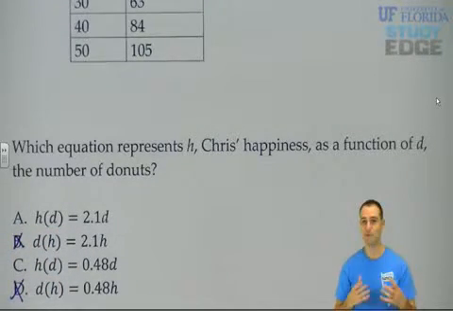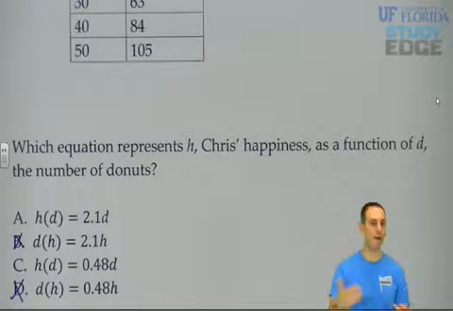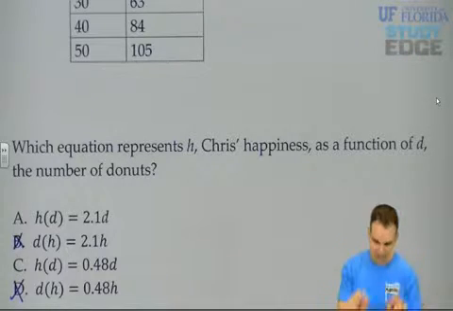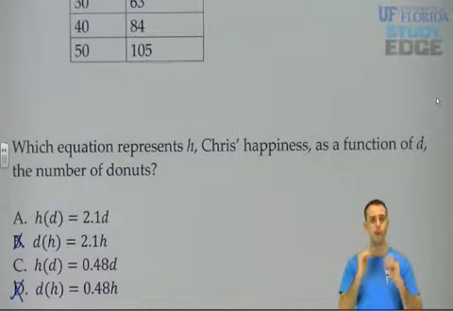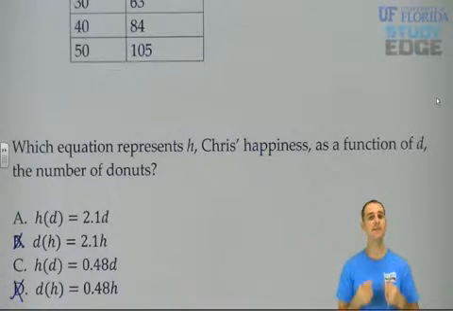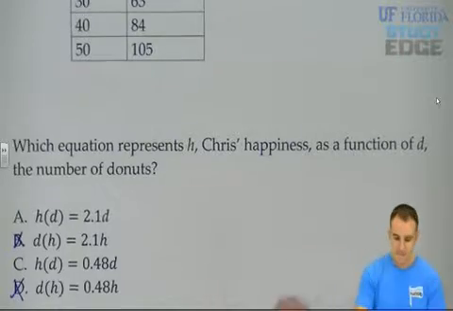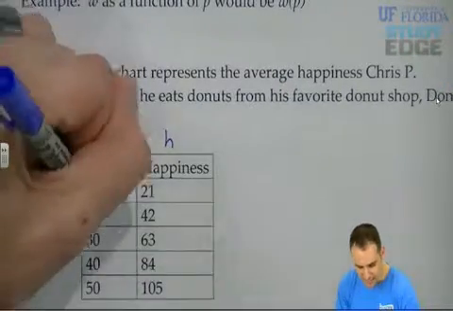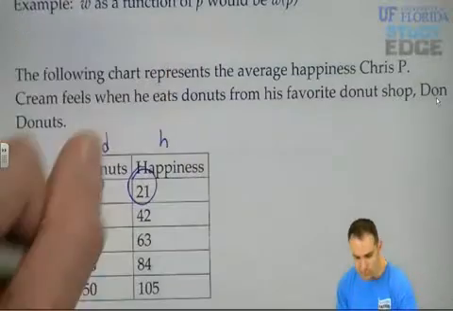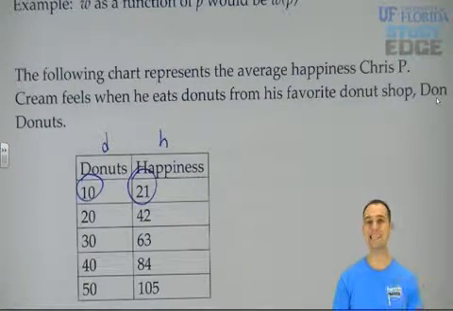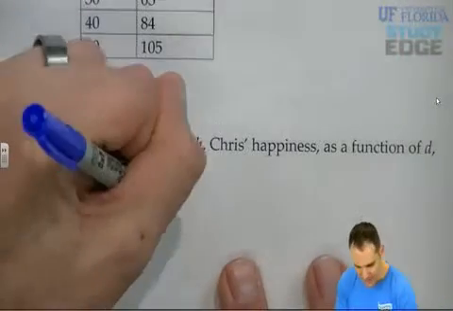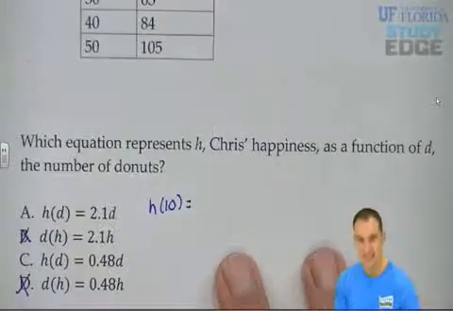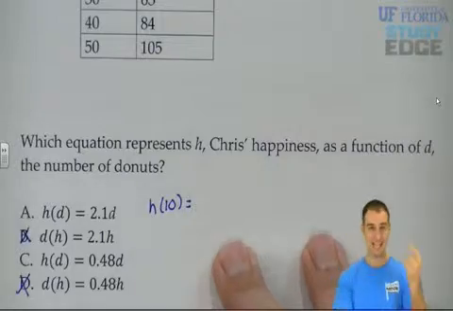Since this is a multiple choice, I would take one of the points above and plug in, and only one of these should be the correct answer. If it works for both of them, pick another point, and eventually you'll get the correct answer. Meaning, I will start by plugging in 10 for D, and I better get 21 for H, or that equation is incorrect. So here we go. H of 10, I'm plugging in a 10 for D.